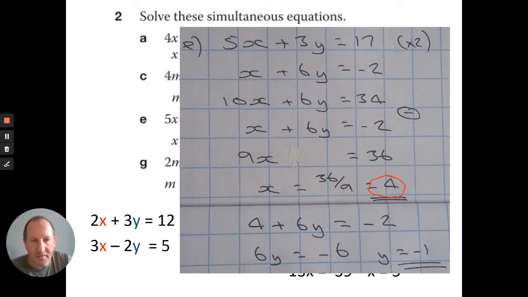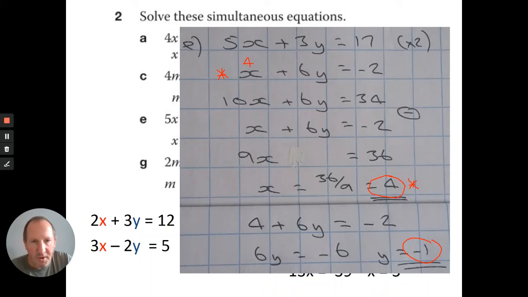If you have time in the exam and you want to be really thorough, you can put the two values you've worked out back into the original equations. So we worked it out from this one, and I put the 4 in there to work out that y was minus 1. So I'm now going to put it into this one to double check that I've got it correct. So I know that x is 4. I know that y is minus 1.